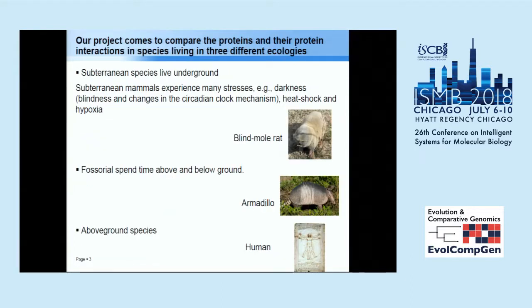So our project is to compare protein-protein interactions in species living in three different ecologies, namely subterranean, fossorial, and above ground species. Subterranean is underground, fossorial spends some time above ground and some time below ground, and above ground is only above ground, as the name says. Here are three examples of an organism in each ecology. We have the blind mole rat as a subterranean, the armadillo as the fossorial example, and human as the above ground animal.